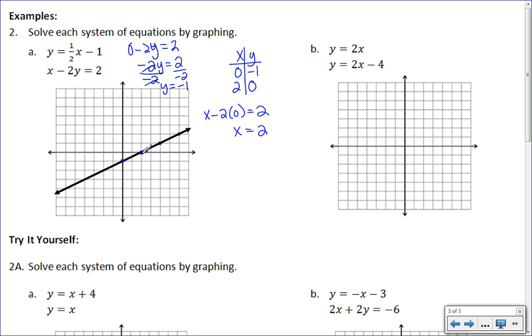So now when I go to graph the second line, notice it's the exact same line as I already have drawn. So these two equations gave us the same line, which means our answer, since it says solve each system, the solution is not "same line." The answer is infinitely many solutions.